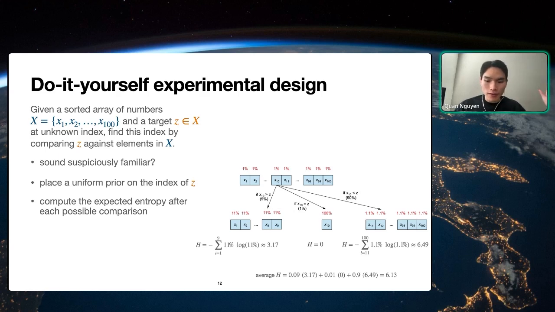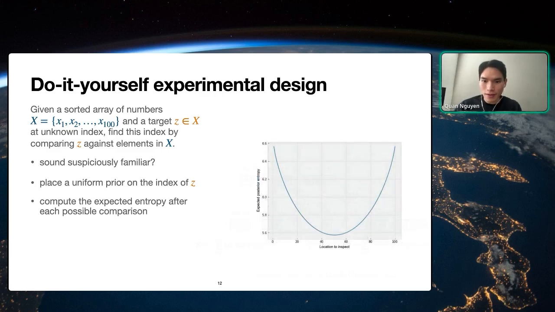But once again, you can do this comparison across x1 to x100, right? And plot it as a function of the index that you want to inspect, the location that you want to inspect. And what you see when you compute this average posterior entropy quantity is that the average posterior entropy is at its lowest on average if you were to inspect the location right in the middle, because it allows you in either scenario to rule out half of the array to find the index that you're looking for.